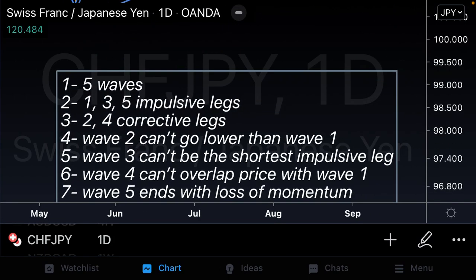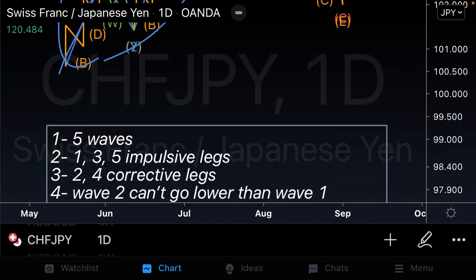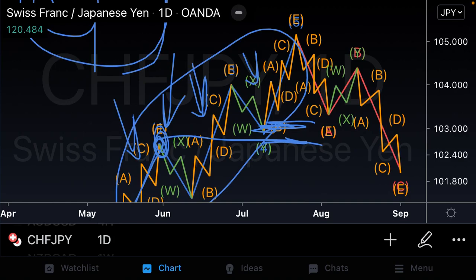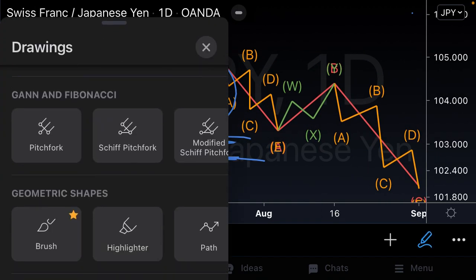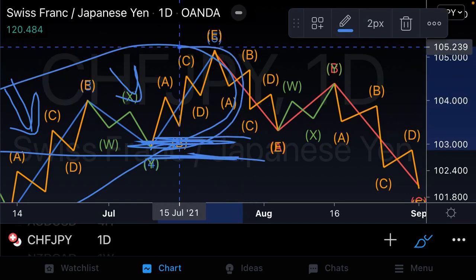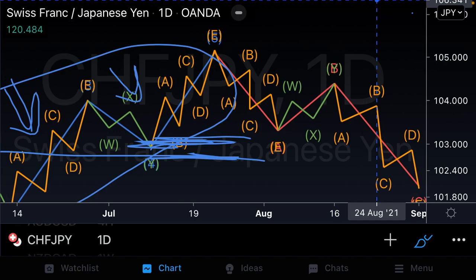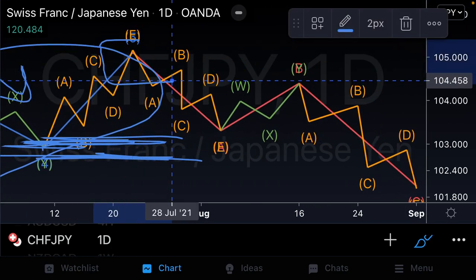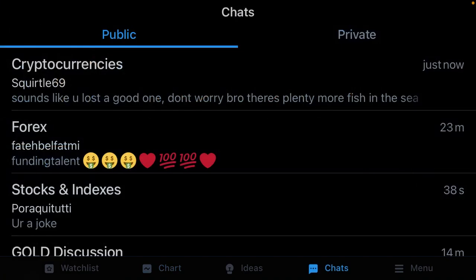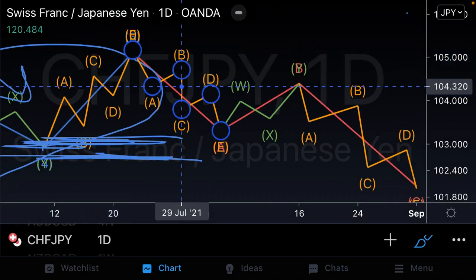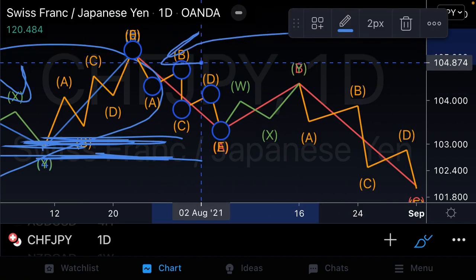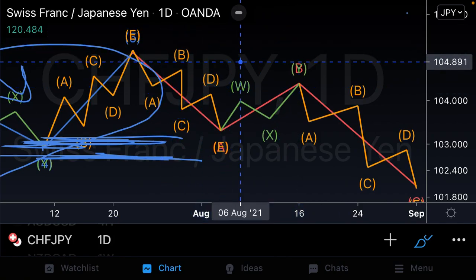We'll get on to our 7th and final rule, guys: wave 5 ends with a loss of momentum. So more often than not, we'll find that our wave 5 will end in some kind of an ending diagonal, where we see price maybe ending with a rising wedge or something of that nature. We'll either have a reversal structure like a double top or a head and shoulders, or whatever the case is, guys. Wave number 5 should always terminate and give us that loss of momentum at the end.